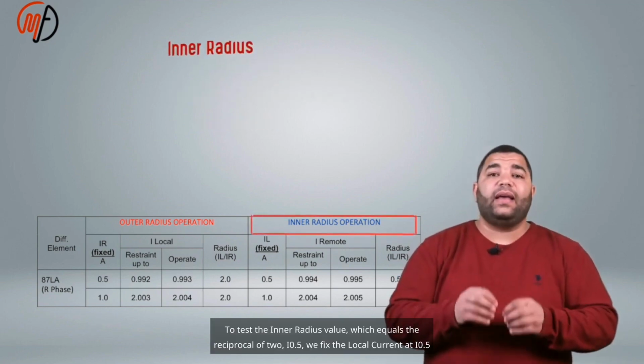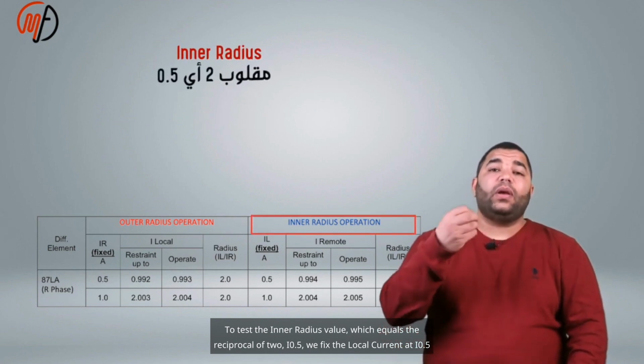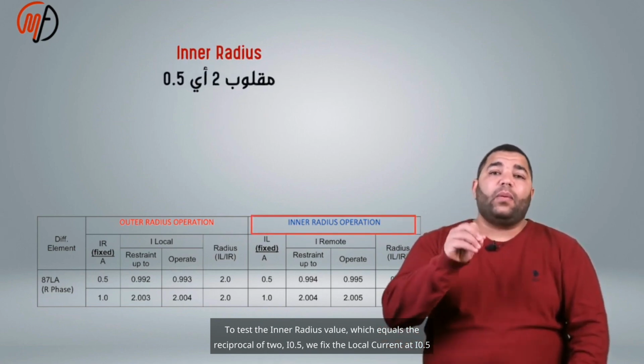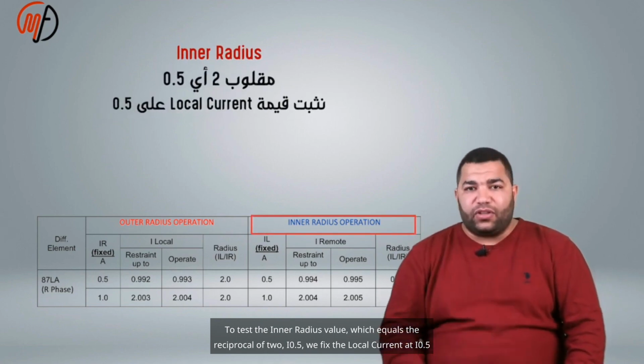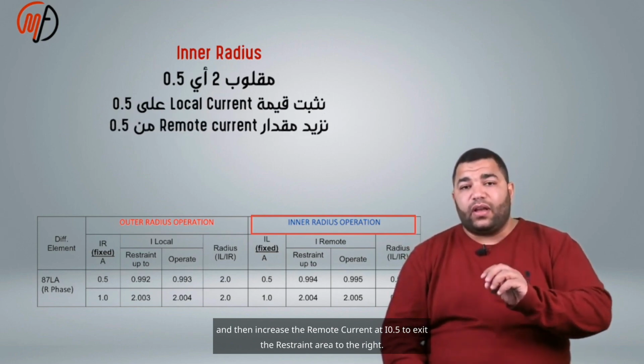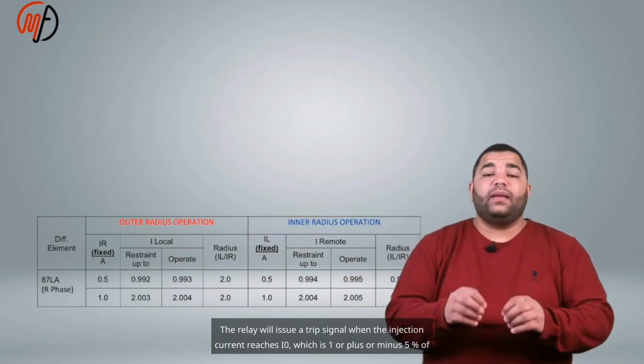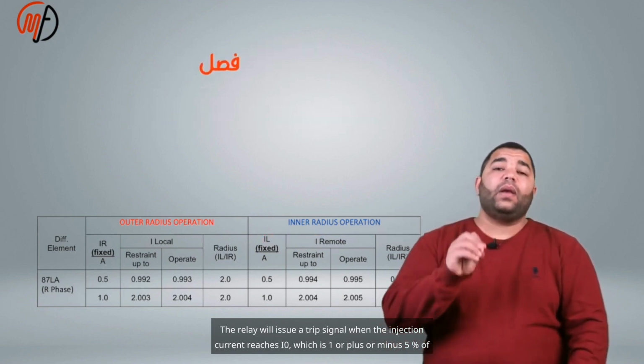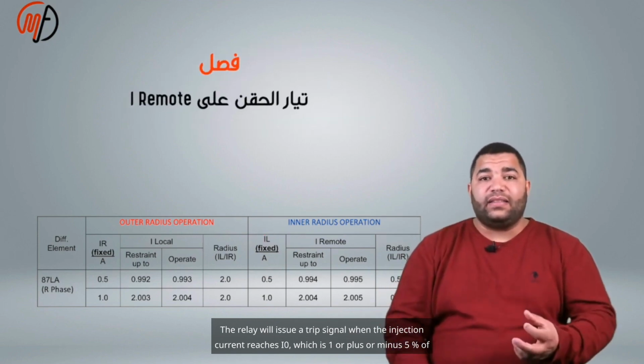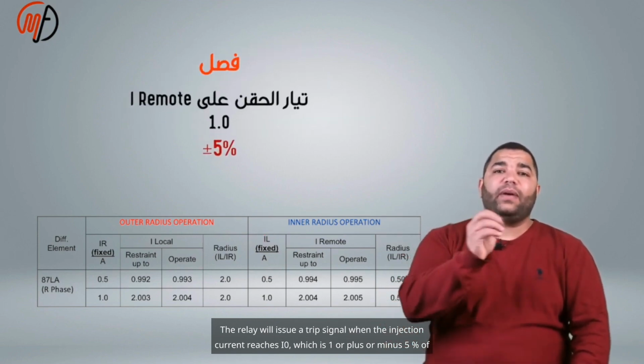To test the inner radius value, which equals the reciprocal of 2, or 0.5, we fix the local current at 0.5 and then increase the remote current from 0.5 to exit the restraint area to the right. The relay will issue a trip signal when the injection current reaches 1, plus or minus 5% of it.